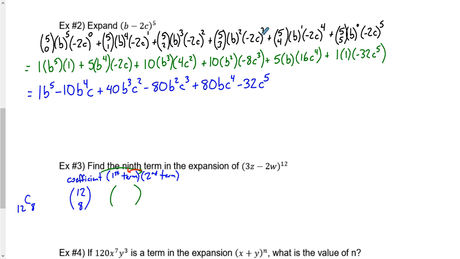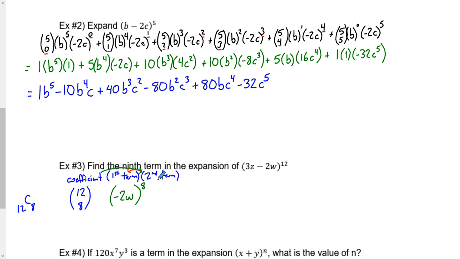Let's take a look at our question here. What is the connection between our coefficient and our second term? Coefficient, second term, coefficient, second term, coefficient, second term. Hopefully, if you're looking at it, you'll notice that our r value is the exact same as the exponent in that second term. 5c4, that negative 2c is to the power 4. Which means we'd have a negative 2w to the power of 8.